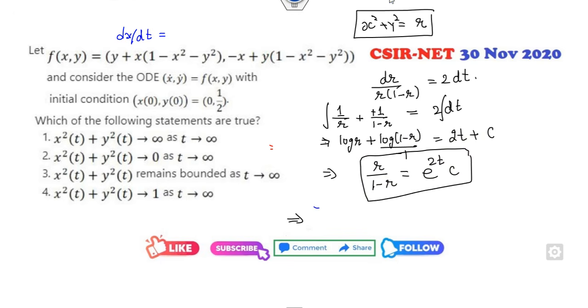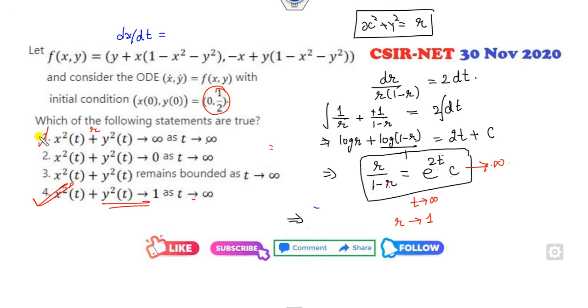Fine. Now look at the option. x squared plus y squared, that means r. r goes to infinity as t approaches infinity. When t approaches infinity, this part will go to infinity, because c is my finite number. I can see here. Fine. So this number will be infinity only when r goes to 1. So r will go to 1 as t approaches infinity.